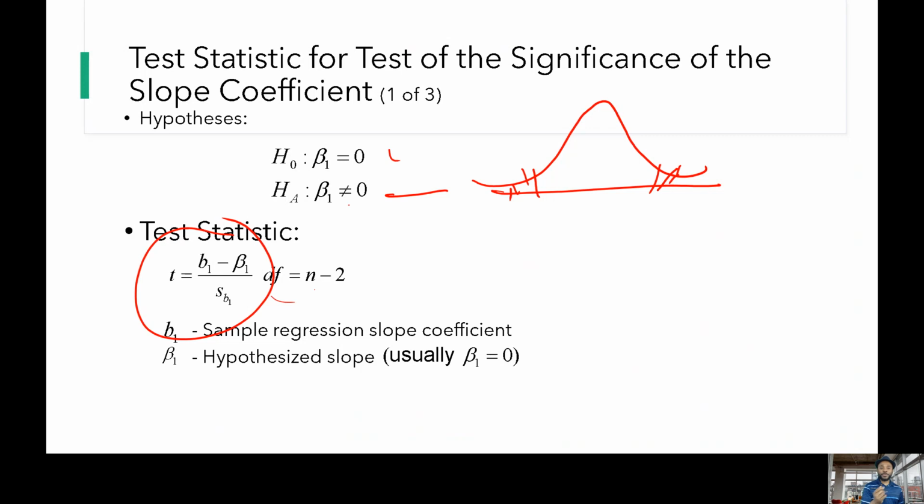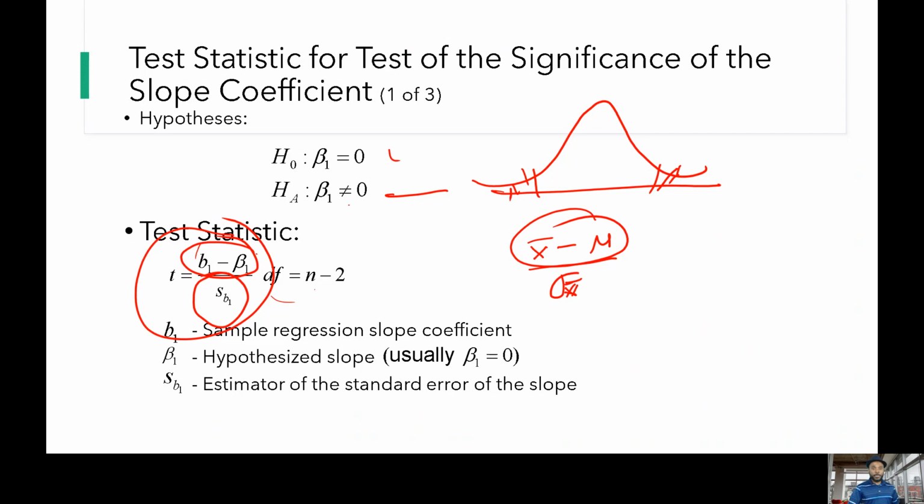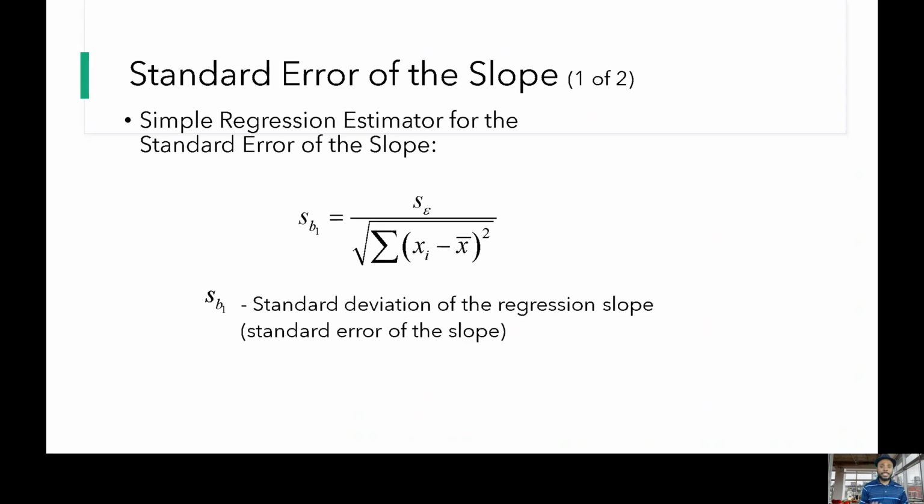But you can see how this is similar to what we did in chapter 9. In chapter 9, the test statistic is similar to this. This is the standard error, and remember we have something like x bar minus mu divided by sigma of x bar. So it follows the same concept in determining the test statistic. It's like looking at the sampling error for the beta term over the standard error. Again, this is the estimator of the standard error of the slope, and that's how to compute it.